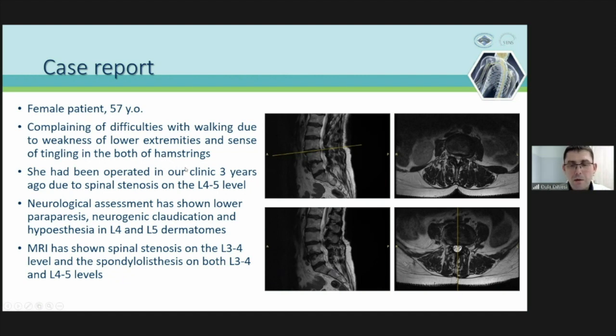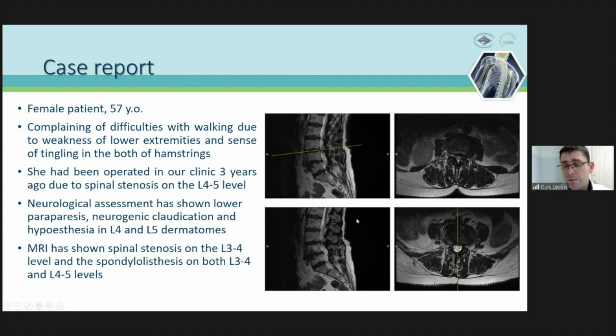The first case is a female patient, 57 years old, complaining of difficulties with walking due to weakness of the lower extremities and a sense of tingling in both hamstrings. She had been operated on 3 years ago in our clinic due to spinal stenosis at the L5, L4 level. The neurological assessment showed lower paraparesis, neurogenic claudication, and hypoesthesia in the L4 and L5 dermatomes.